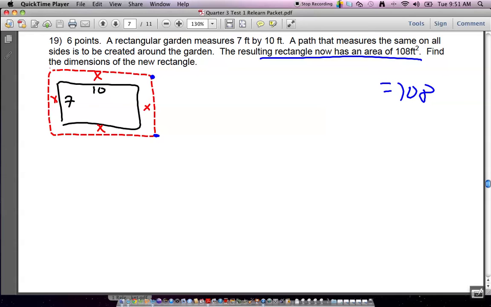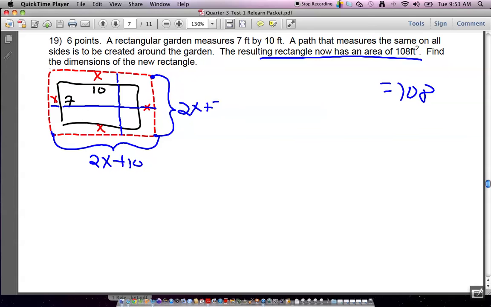Well, here's the width, and here's the length. How far is it from here to here? Well, let's just walk it and travel it. This distance is x. This distance is 10. So altogether, so far, I've walked x, and I've walked another 10, and then I walk another x. So I've walked 2 x's plus 10. Likewise, over here, how far have I walked? I walk an x, I walk a 7, and I walk an x. So altogether, this is a 2x plus 7.